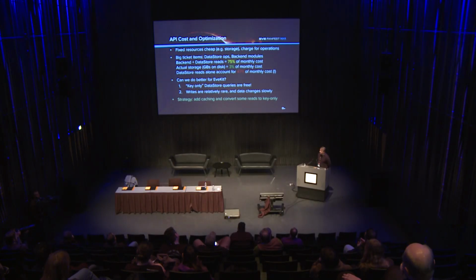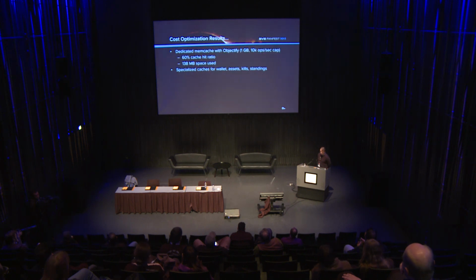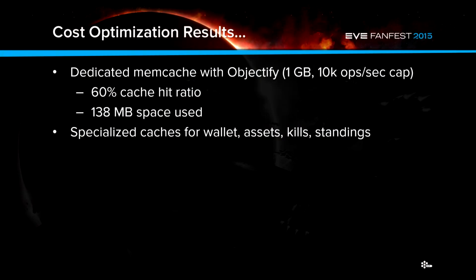So I did that. I added some caching, and I converted some of my reads to key only. And let's take a look at the results here. So what I did was I set up a dedicated memcache that's no bigger than 1 gigabyte. So that's the most I can cache. And there's a cap of 10,000 ops per second on the memcache. And once I did that, I got about a 60% cache hit ratio, and I ended up using about a little more than 10% of that. So I've got plenty of room to grow more there.